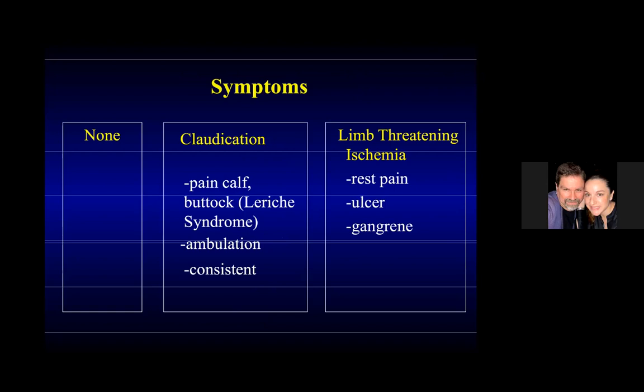And we've talked about claudication. So claudication is pain usually in the calf, right? Depending on the level of the vascular condition, the level of the vascular either stenosis or blockage, you can also have buttock claudication, and there is a syndrome called Leriche syndrome that gives you buttock claudication along with impotence in males.